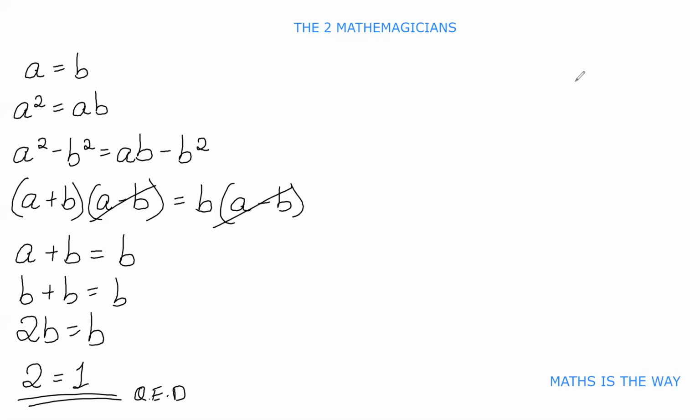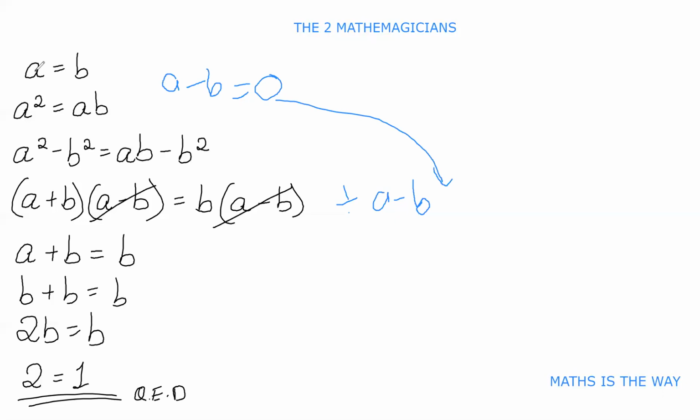Well, the problem here is that if we look at the first line, we can see that a equals b. So obviously a minus b is the same as 0. I'm just going to write that down: a minus b equals 0. And if we look at line 4, we have (a plus b) times (a minus b) equals b times (a minus b). And in order to cancel out the two a minus b's, we have to divide by a minus b. And obviously, we just said here that a minus b is 0.